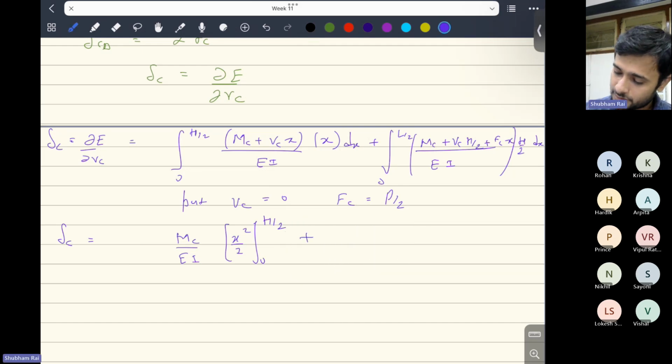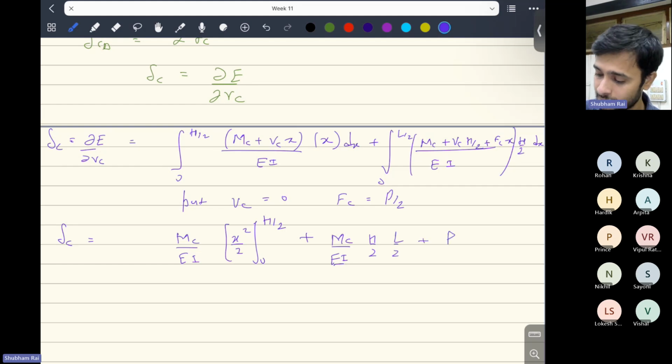So go to the next integral. That will be MC over EI, and there is multiplication of H by 2 here, so I'm writing H by 2, and there's no X term, so integration of dx will be X, so simply you'll get L by 2. VC will go to 0, FC will go as P by 2, so it will be P by 2 EI, and you have H by 2 here, and then you have the X term also, so x dx will be X square by 2, and this will go from 0 to L by 2, right?